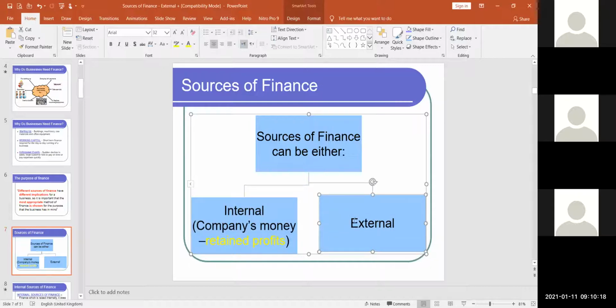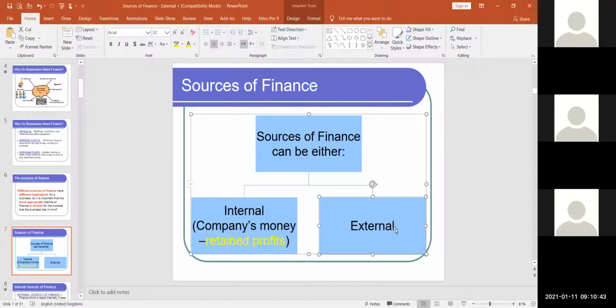Now the second, which is the external sources of finance. Okay, so in the external sources of finance, we're going to use the money of others. We're going to borrow money from the bank. We're going to sell shares. We're going to do this, we're going to do that, but we're not using our own money, right?